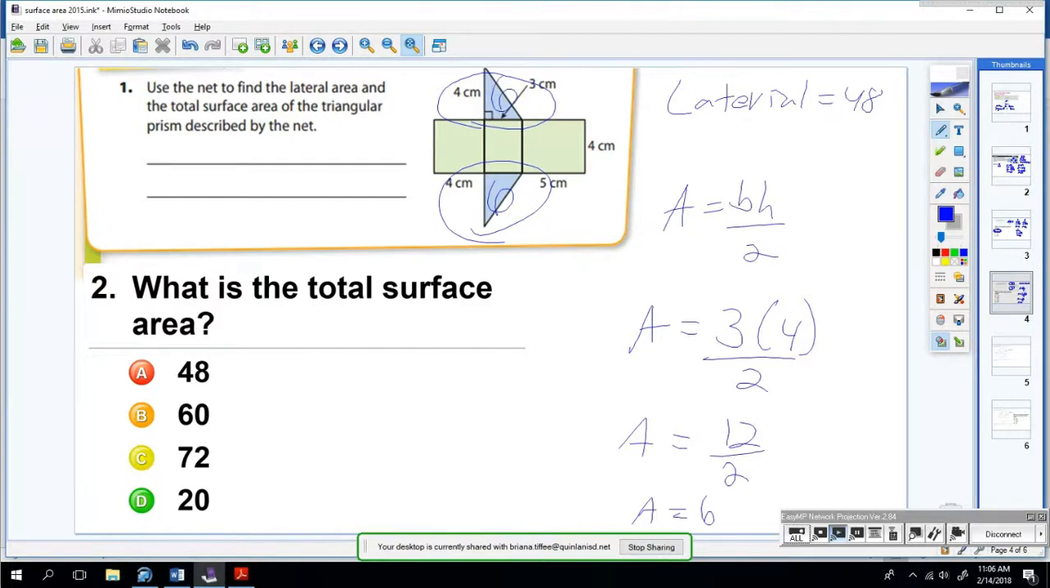So 6 plus 6 is 12, plus the 48 from your lateral surface area, and you get 60. So 60 is your total surface area.